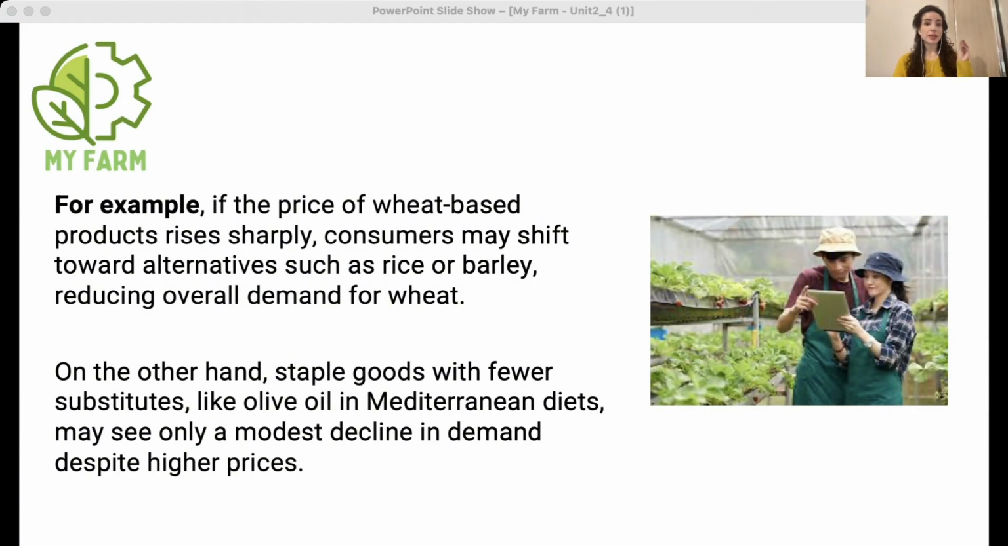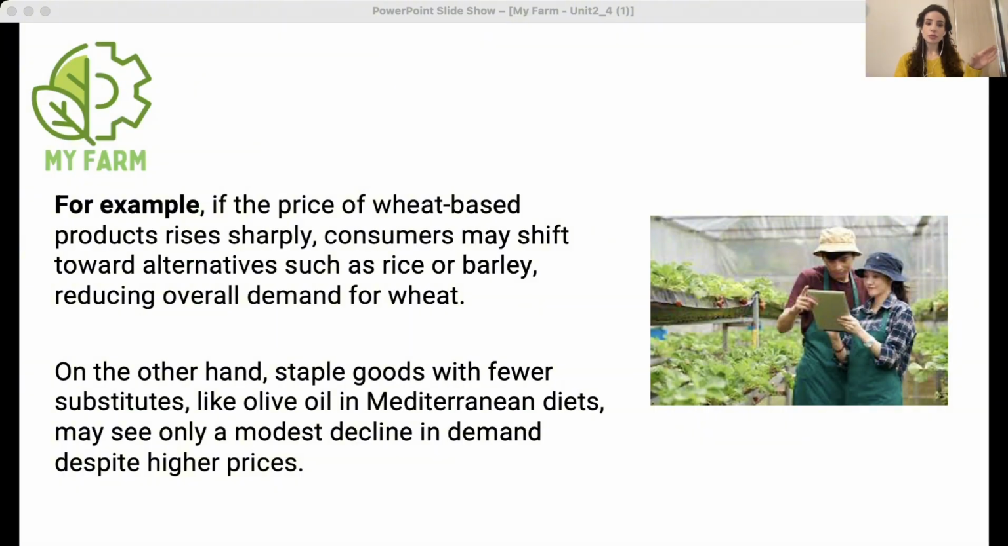Products with many substitutes tend to have elastic demand. For example, if the price of wheat-based products rises sharply, consumers may switch to alternatives such as rice or barley. This substitution reduces demand for wheat and directly affects farmers' incomes.